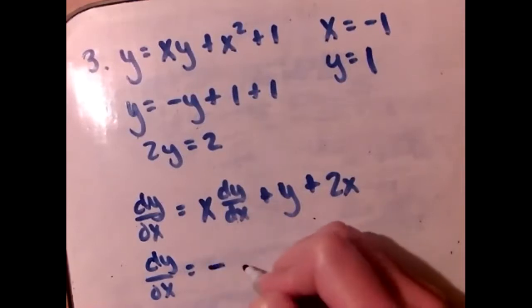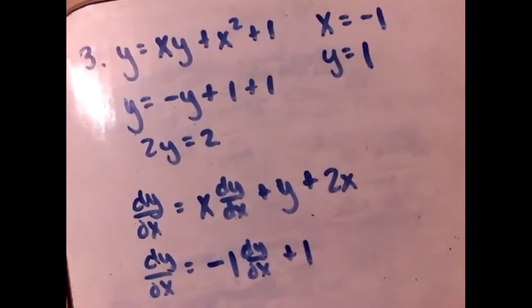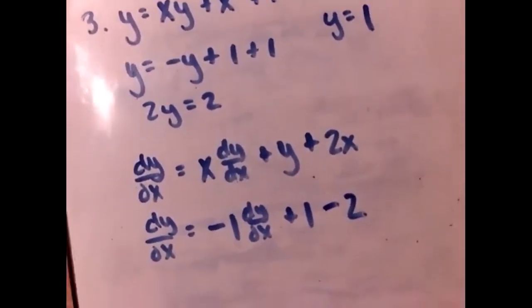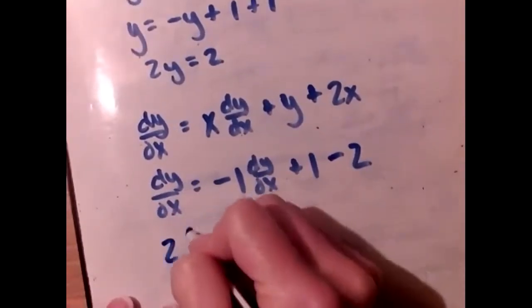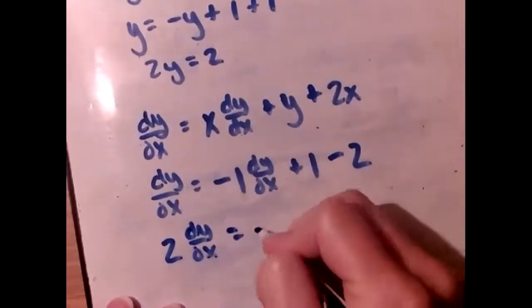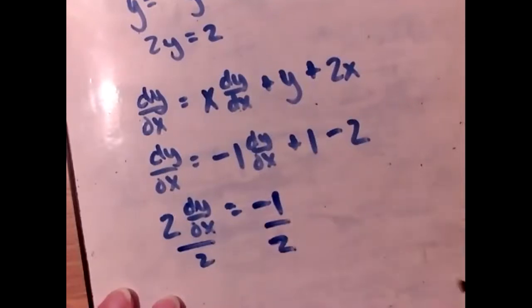So this will give me a -1 dy/dx plus 1, and then -2. So if I add this dy/dx over, I will have 2 dy/dx equals -1, and then if I divide by 2, that'll give me -1/2.